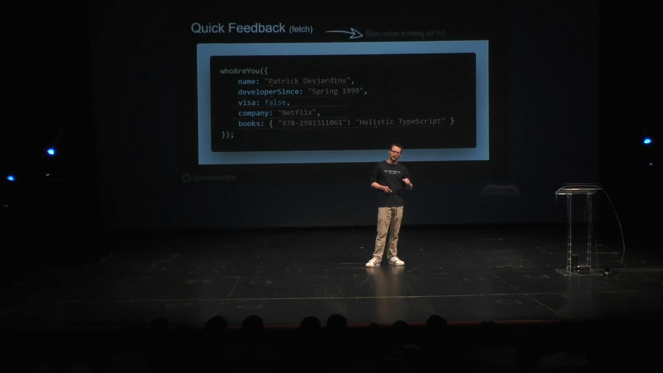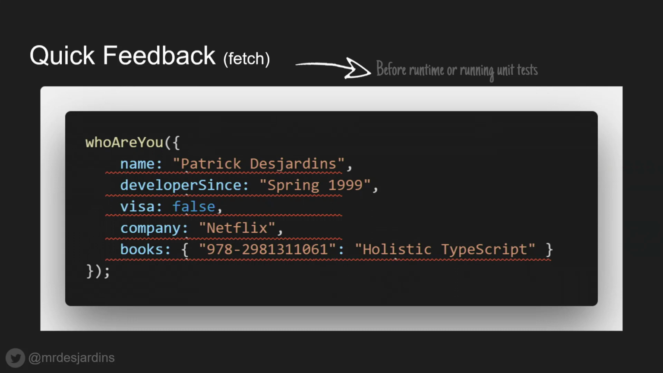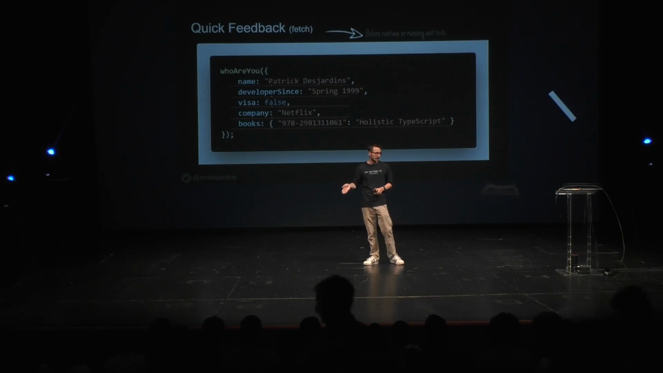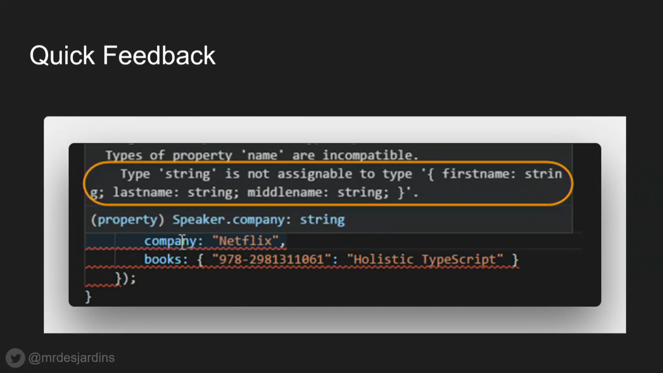So I'm getting a new version here of this library with npm update. And right away, I'm getting feedback that something is wrong. Everything is red, so I know it's wrong because it's red. But I'm getting this feedback before running unit tests. And not only that, I'm getting it directly in my IDE. So if I put my cursor next to the error, I'm gonna get that something is wrong with my name.